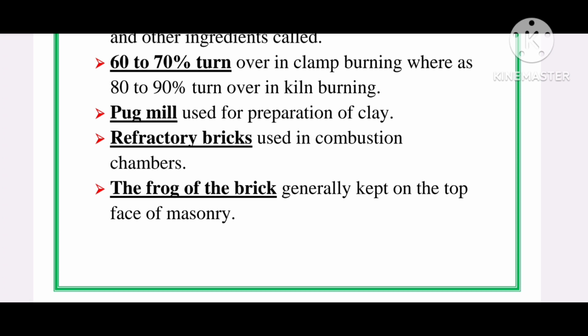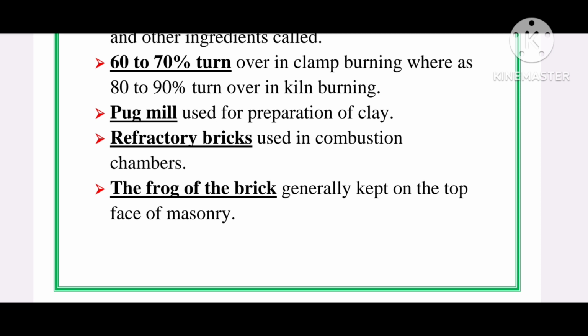in a kiln, and in case of clamp burning, approximately 20,000 to 1 lakh bricks can be burned in a period of 1 to 2 months. And the time period for burning and cooling is more in clamp burning than in kiln burning, and turnover is more in kiln burning.